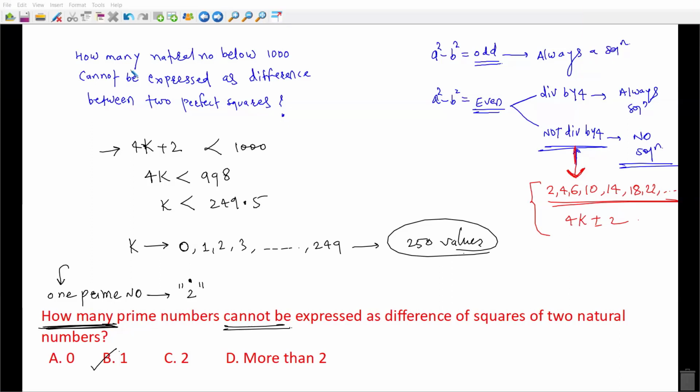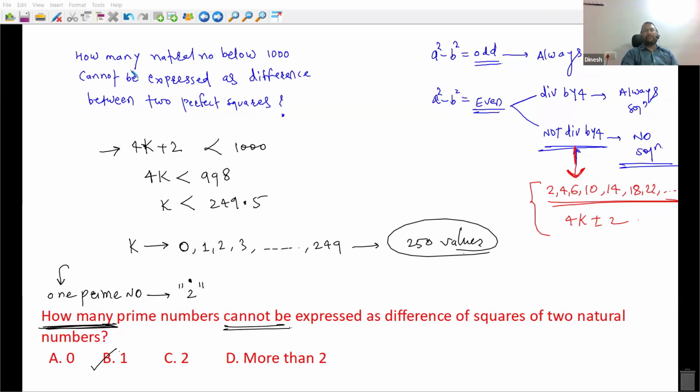Odd numbers cannot overlap multiples of 4. Correct. Yes. This you need to take care. There should not be any overlap after this.